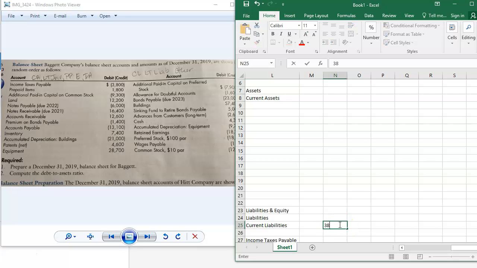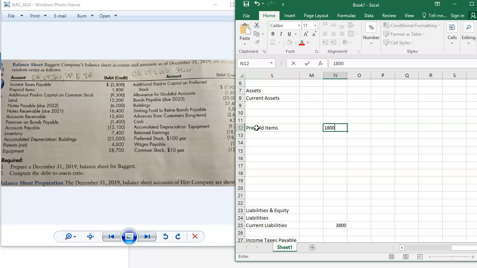So 3,800. Okay, now these minuses are credits, all right? So no brackets means it's a debit, brackets means it's a credit. And income taxes payable is a liability, it should have a credit balance. All right, prepaid items are current assets. I'm going to drop down a little bit here. I don't know what else we're going to run into. So prepaid items are 1,800.